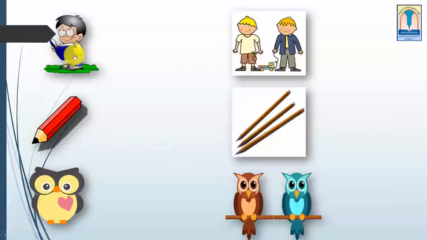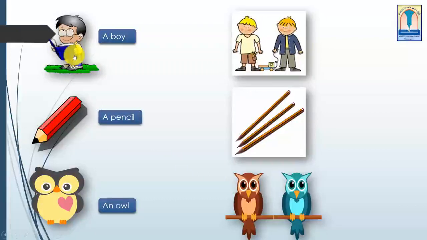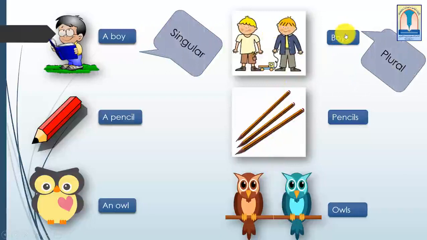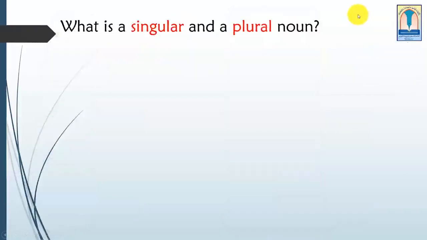Let's see. We have one boy, we have one pencil, and one owl. Whereas in the second column, we have two boys, three pencils, and two owls. So as we said, the lesson is going to be about singular and plural. What is a singular and what is a plural noun?